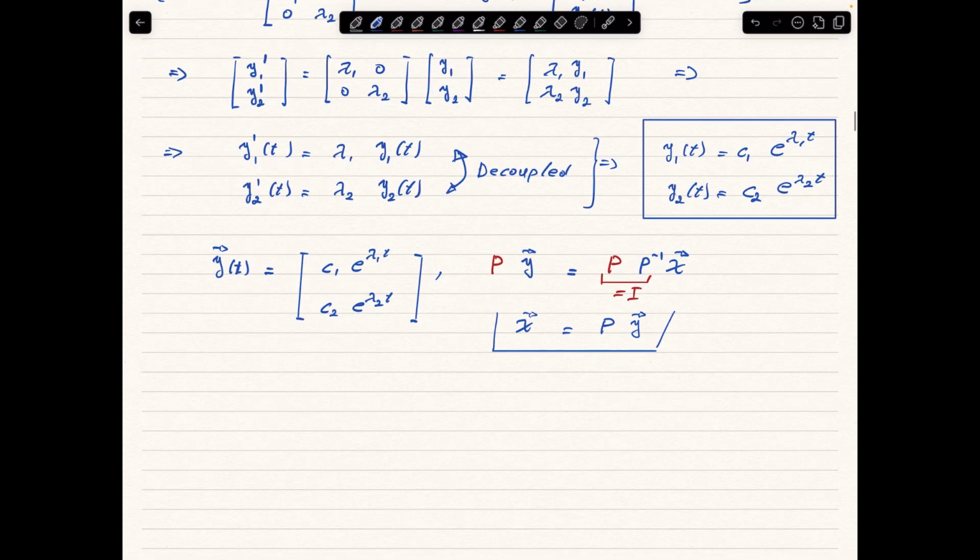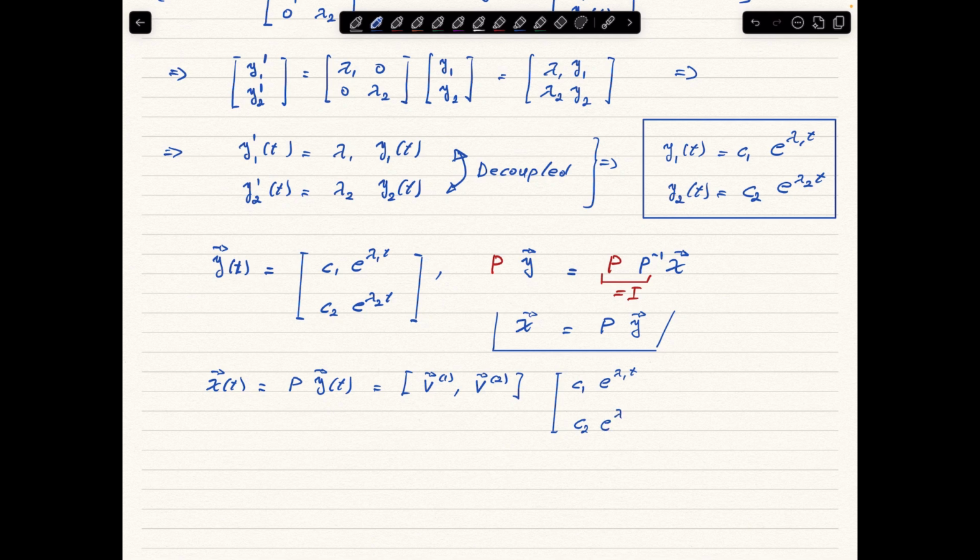So let's write down now this equation. What is x then? X, which is a function of time, is going to be P acting on the variable y of t. We already have y, and we also know what P is. P is the matrix with the eigenvector v1 and the eigenvector v2, multiplying the vector y, which is c1 exponential lambda 1 t and c2 exponential lambda 2 t.